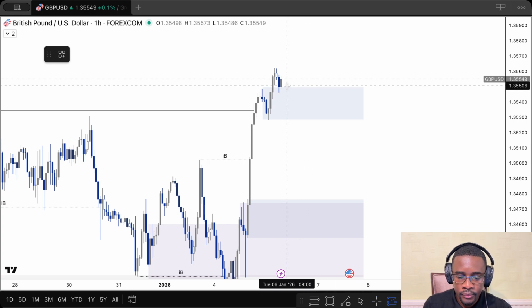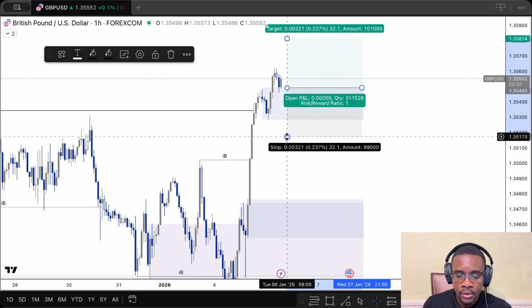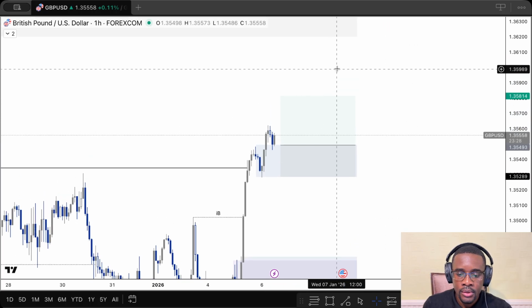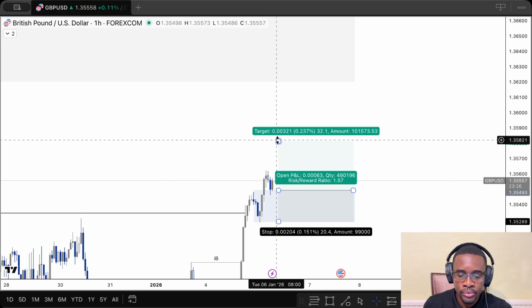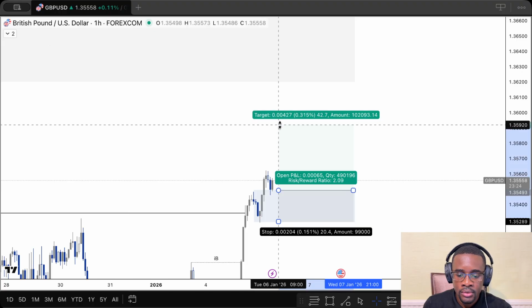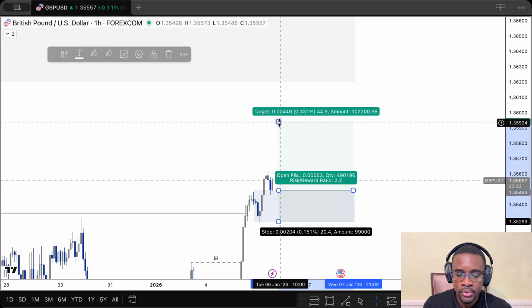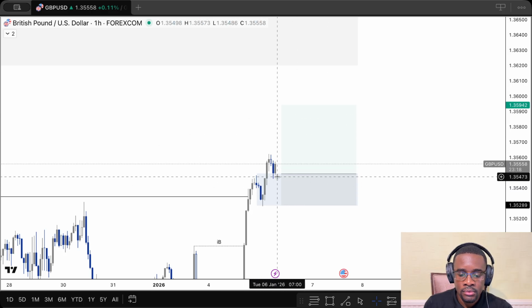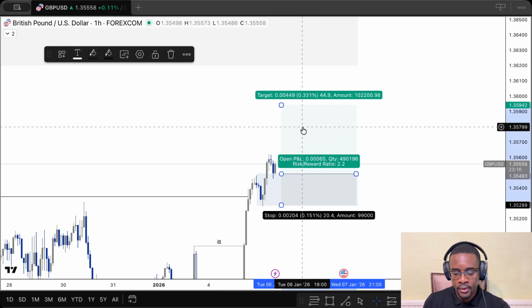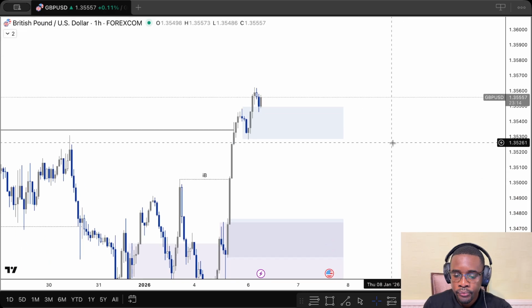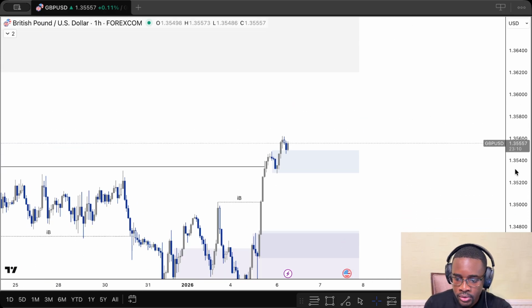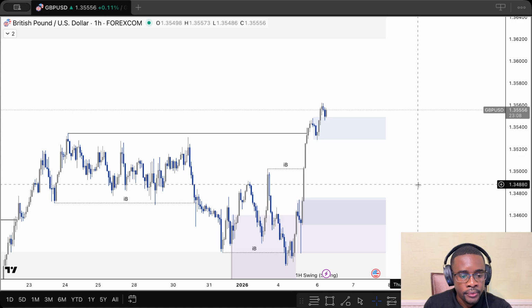Let's see. So there's about 21 pips. I mean, of course, we still have room to go there. So if we're going for a 2R, 2.2, yeah, you know, this could be a trade idea. Or you might want to go to lower time frames to look for confirmations before going long.